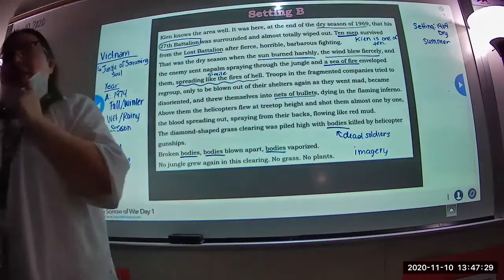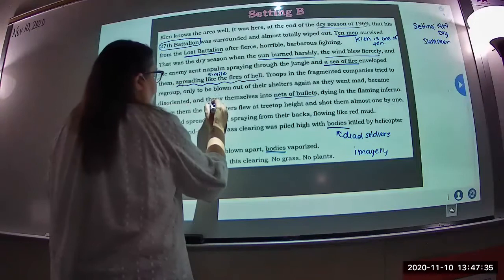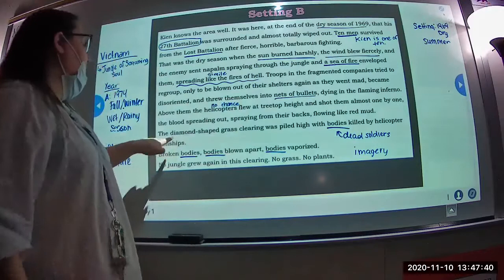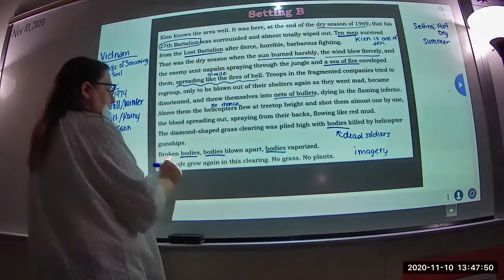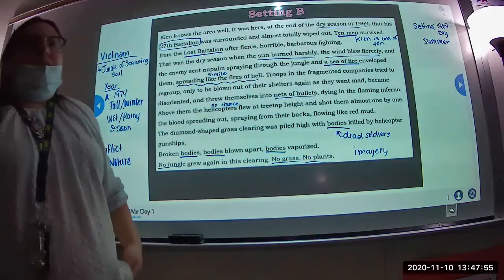Napalm is not an airplane. Napalm is... So there's no chance. It's an airplane. Okay. Then it says, the diamond-shaped grass clearing was piled high with bodies killed by the helicopter gunships. No jungle grew again in this clearing. No grass, no plants. What does that tell me? What is that trying to indicate? That battle destroyed everything. Yeah.